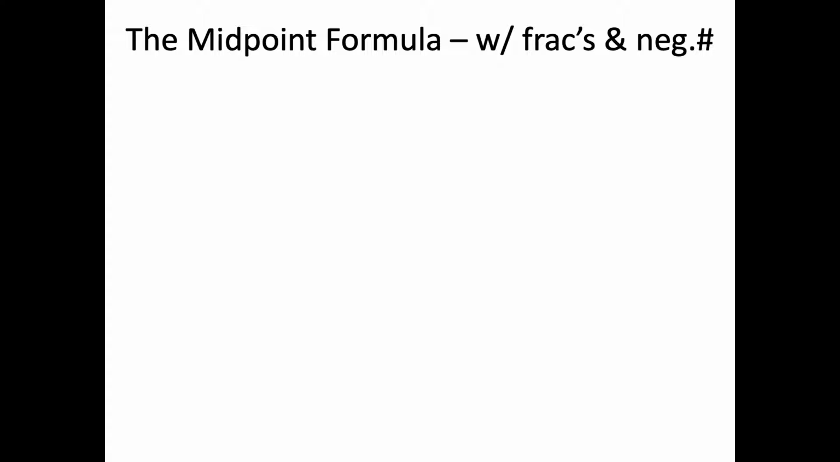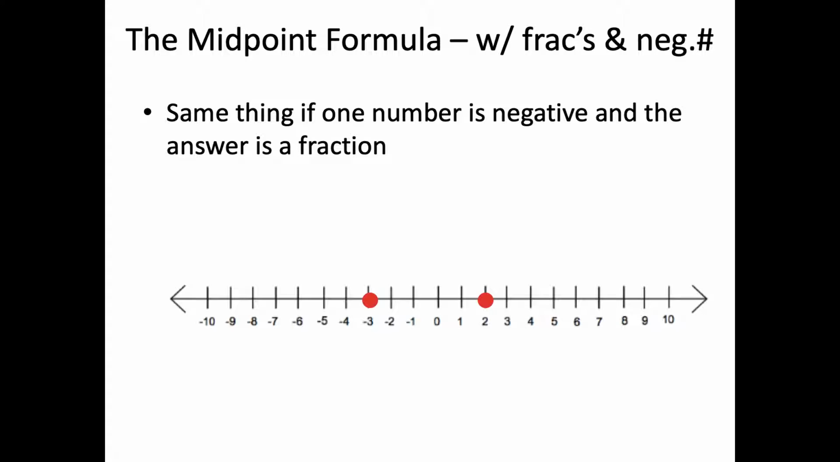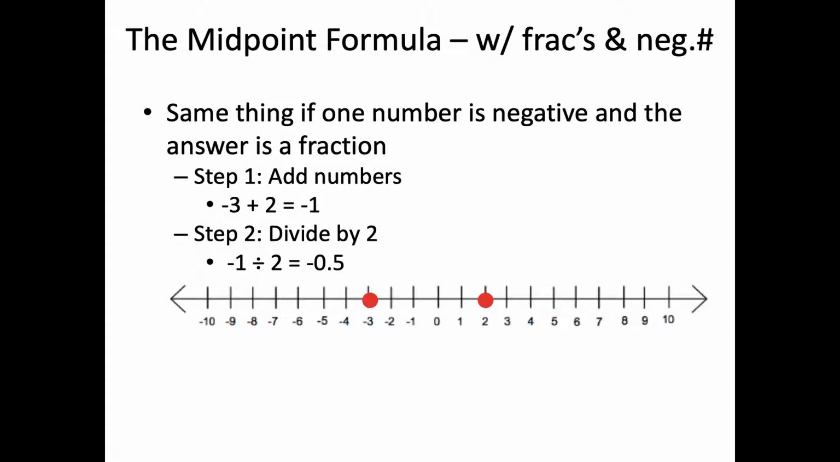Okay, what about the hardest one you can imagine? We got fractions and negatives. Doesn't matter. You just take the 2 numbers, add them up, and divide by 2. What is negative 3 plus 2? Negative 1. Divide it by 2, and we got negative 0.5 right there as the midpoint.